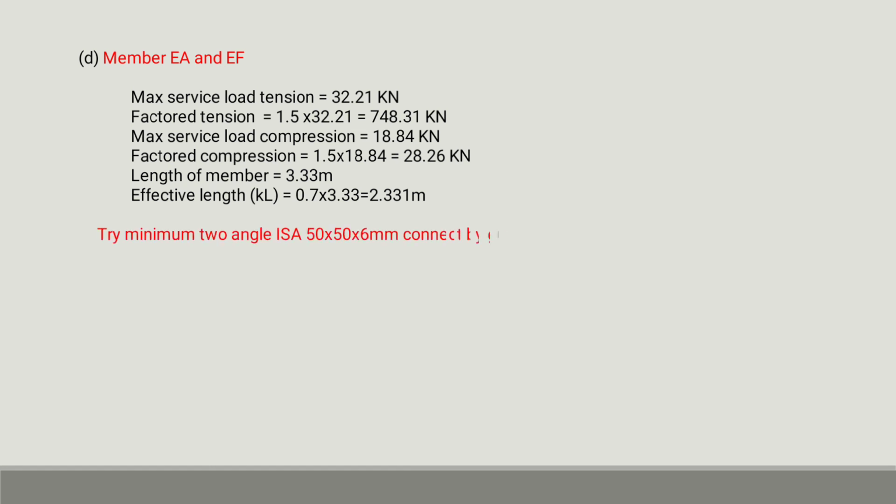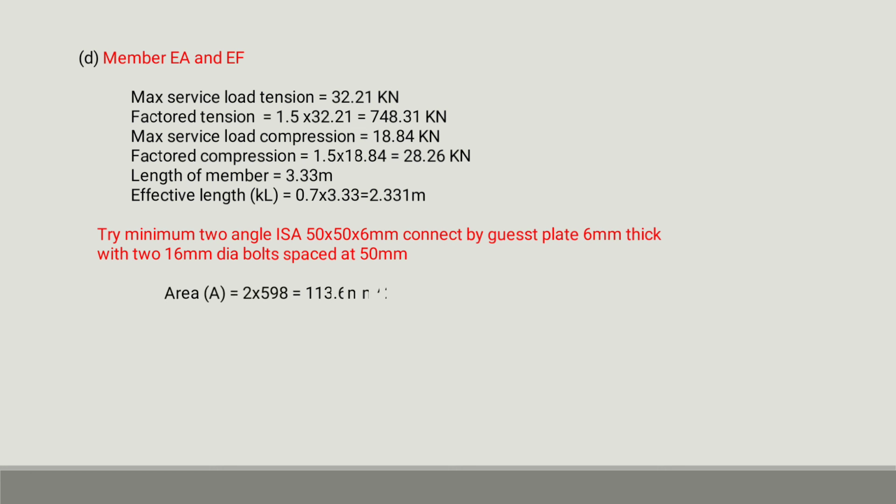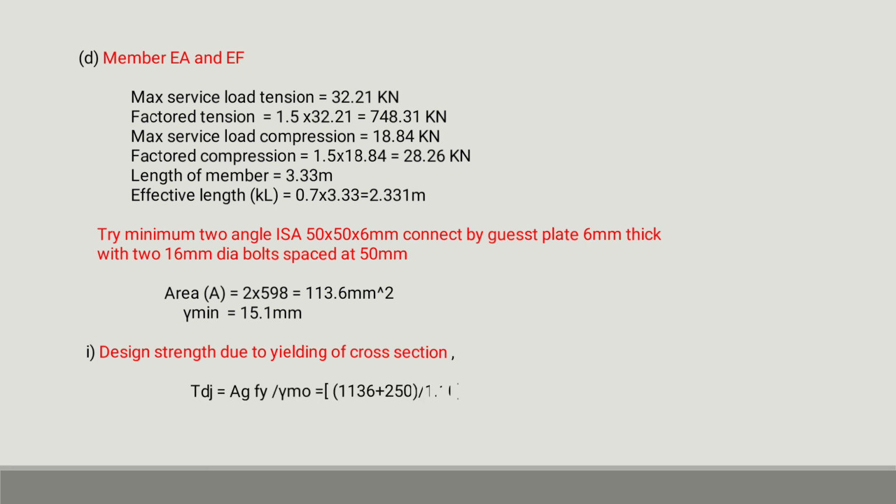Okay. So try minimum two angles. So ISA 50 into 50 into 6 mm connected by the gusset plate, 6 mm thick, with 6 mm dia bolts spaced at 50 mm. So area is equal to 2 into 568 is equal to 1136 mm square. So Y minimum is equal to 15.1 mm. So design strength due to yield of cross section. So TDG is equal to AG Fy by gamma M0. So we know all the values. So just apply the values, you got the answer 258 kilonewton.